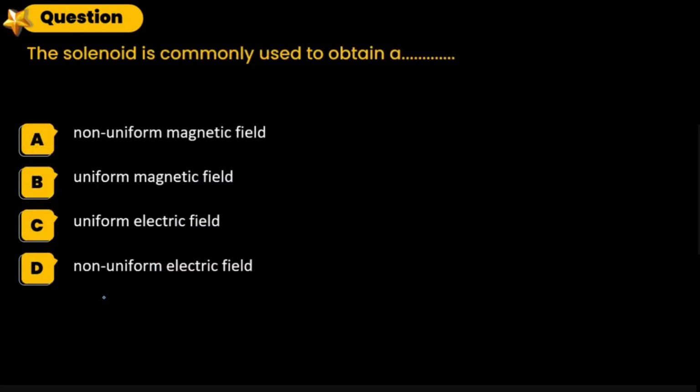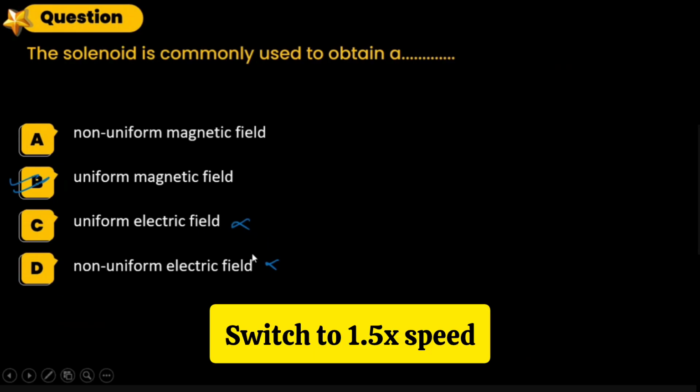Next, a solenoid is commonly used to obtain a. So for this question, you can remember it cannot be electric field. Out of these two, uniform and non-uniform magnetic field, you would always prefer uniform magnetic field, because a solenoid is something which we generally use to get a uniform magnetic field.